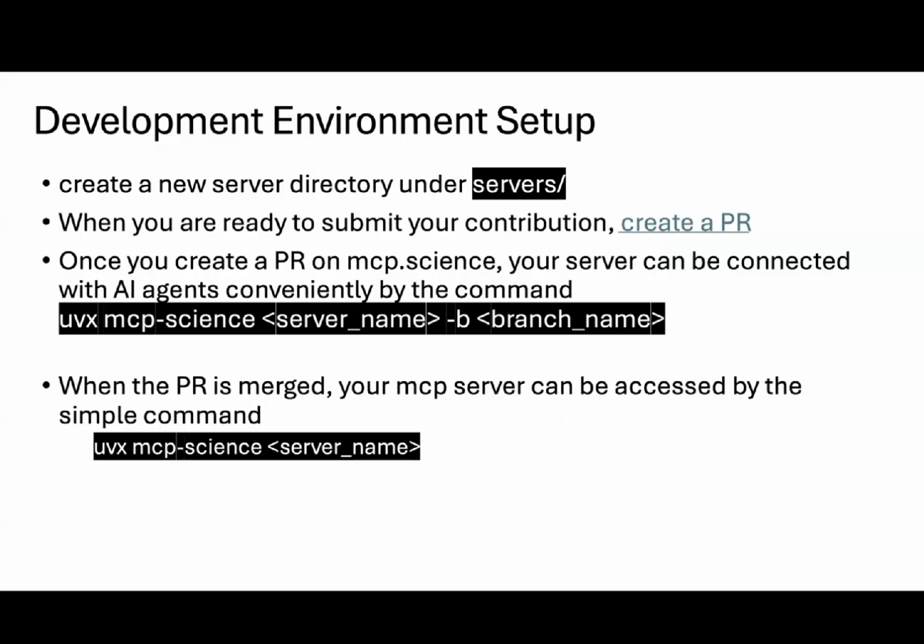Once you create the PR, your MCP server can be easily started from any MCP client that supports standard IO transport by this simple command, just with the extra -b, with the branch name of your PR at the end. So you don't have to do anything else to host it or make it accessible to other people. That's the only thing you need. And once the PR is finally merged, it can be started by simply entering this command: UVX mcp-science followed by your server name.